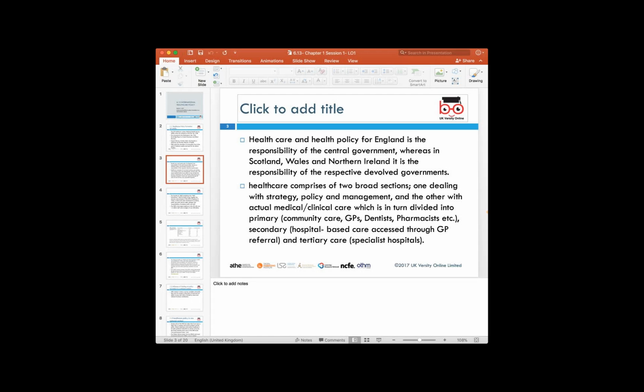And that would mean the actual medical and clinical care, which is then provided by hospitals, pharmacies, for example GP surgeries, or other related organizations, it could be charities, community care, or various other programs or types of organizations involved in the delivery and implementation of these programs. This would be considered the second part of the healthcare policy. So hospital-based care would be provided primarily through GP referrals, as we do.